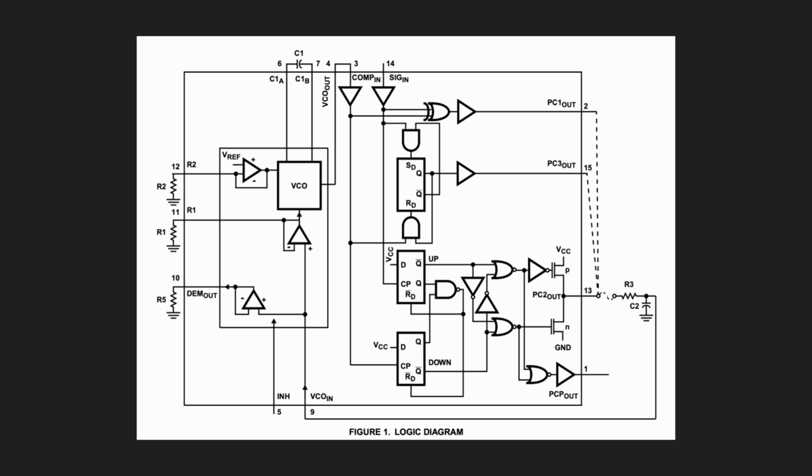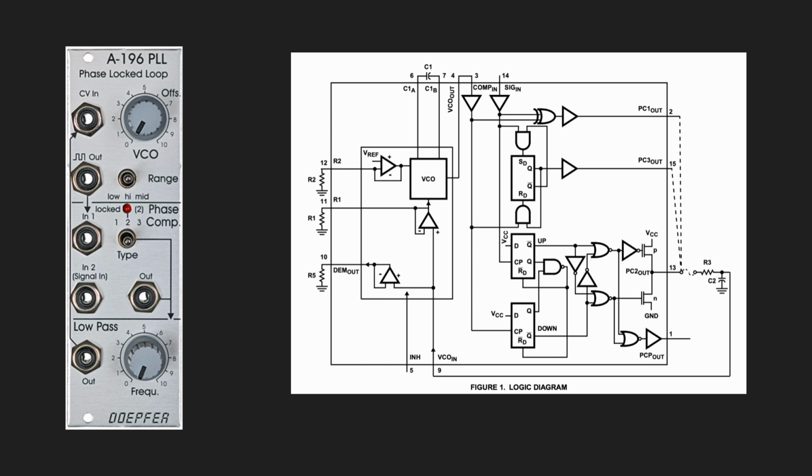But looking at the logic diagram now, there isn't anything too tricky going on in there. It's mostly just logic and op amps, certainly nothing that can somehow compute and reproduce the frequency of the incoming waveform. If we compare the logic diagram with the front panel on the A196, we have the top section, it's the VCO, and you can see it here on the logic diagram, we've got a VCO.